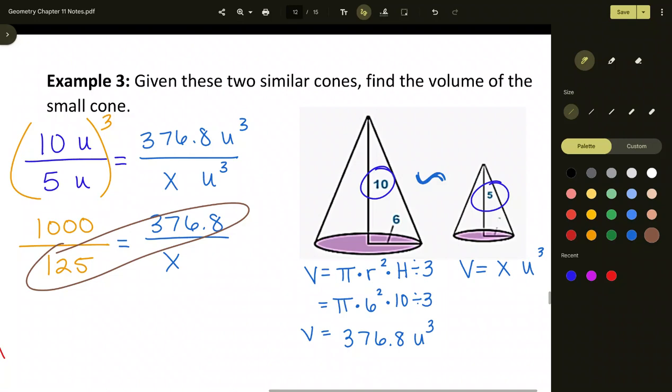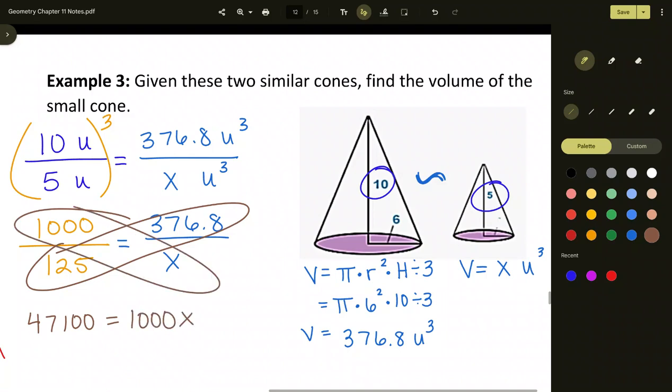Boy, I'm struggling. 125 times 376.8. Some sticky buttons here. Always double check the buttons that you're pressing in. It comes out to 47,100. And if I go the other direction, cross multiplying, that is 1,000 times x.